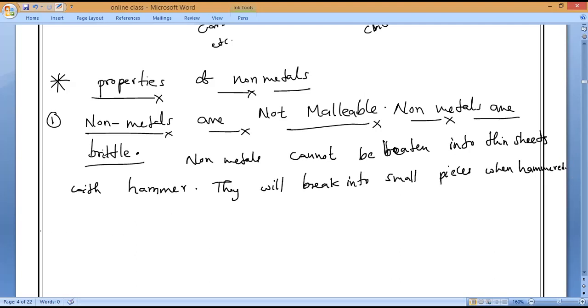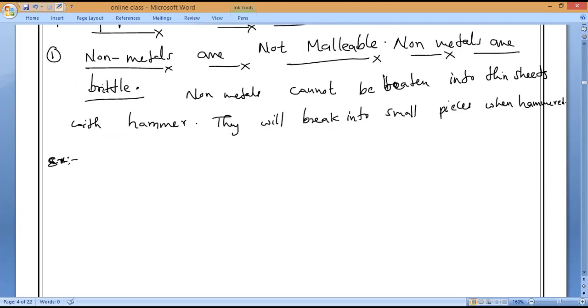Can you give an example of a non-metal which will break like that? We have to take solids only, not gaseous or liquid non-metals. What are the more popular solid non-metals? Sulfur, phosphorus, and carbon. What is the symbol of sulfur?